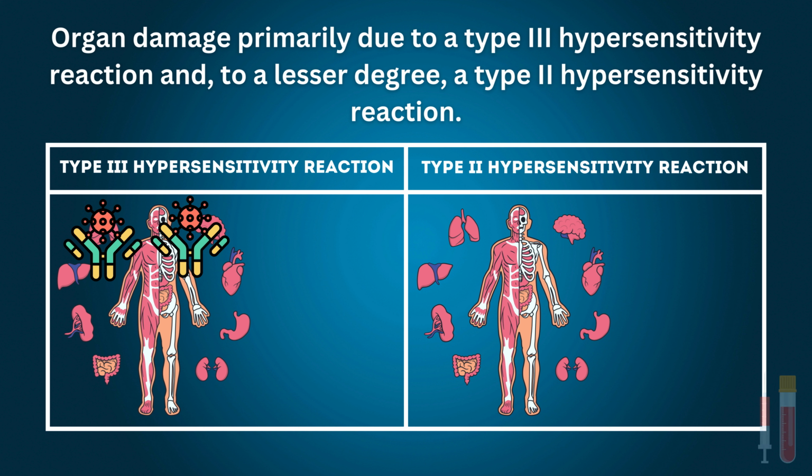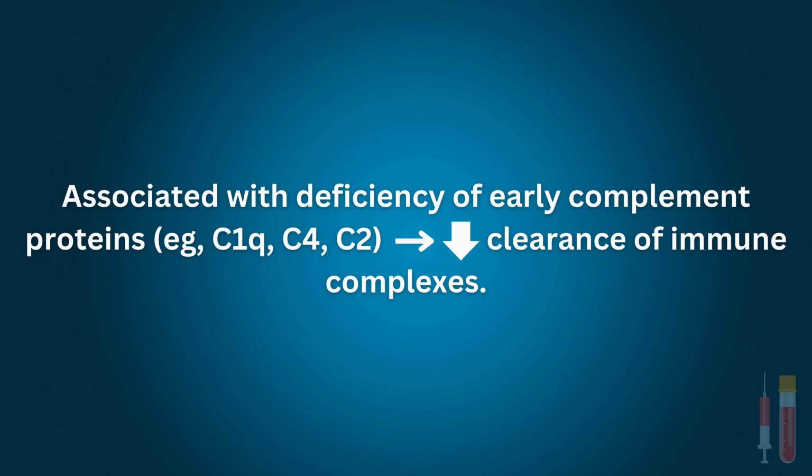Type 2 hypersensitivity reactions, also known as cytotoxic hypersensitivity reactions, are a type of immune response in which antibodies, IgG or IgM, are directed against antigens on the surface of the body's own cells or tissues. This leads to cell destruction, functional loss, or tissue damage. SLE is associated with deficiency of early complement proteins, for example C1q, C4, C2, due to their consumption, leading to decreased clearance of immune complexes.